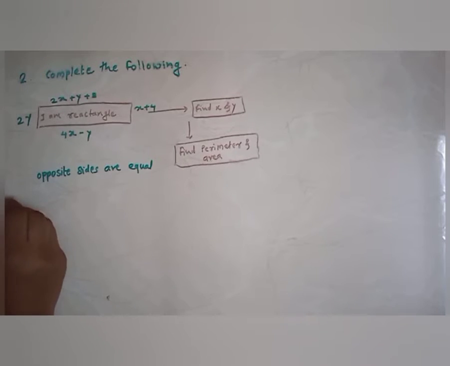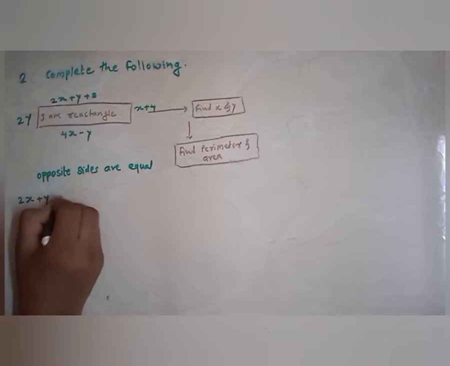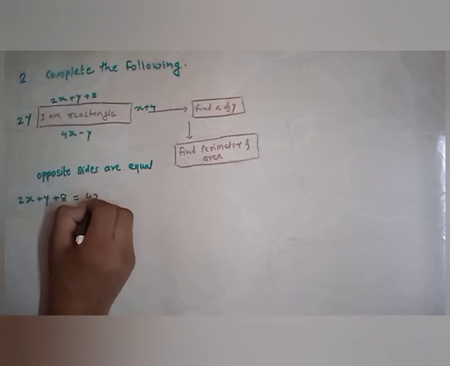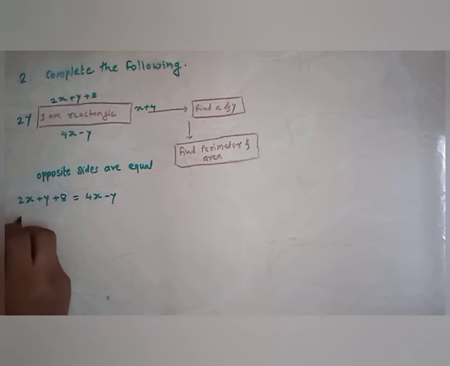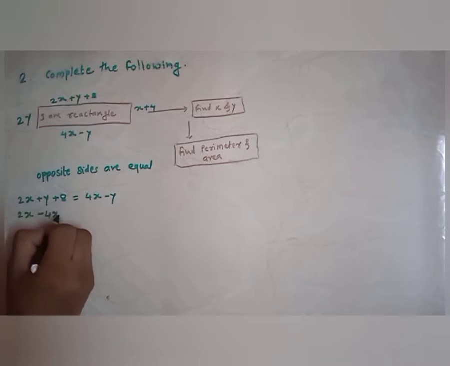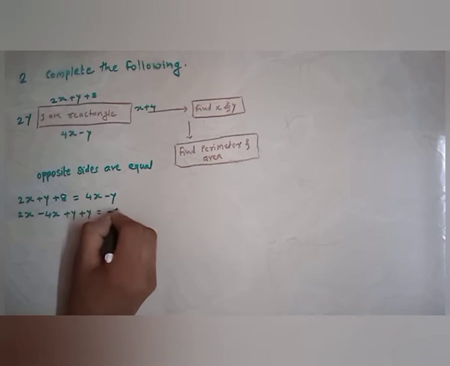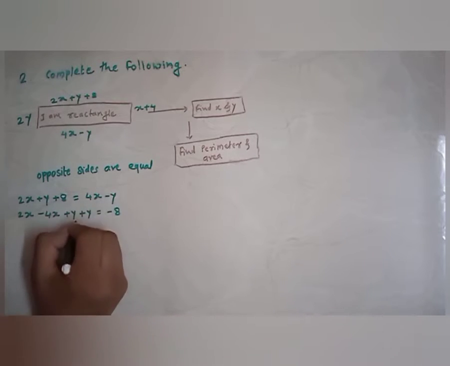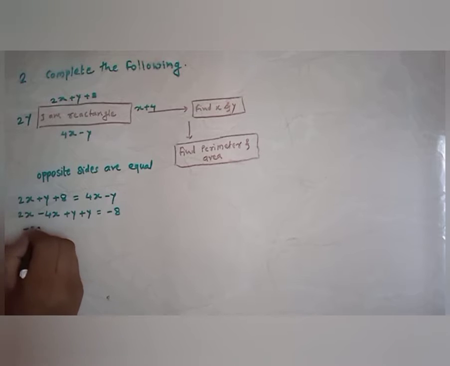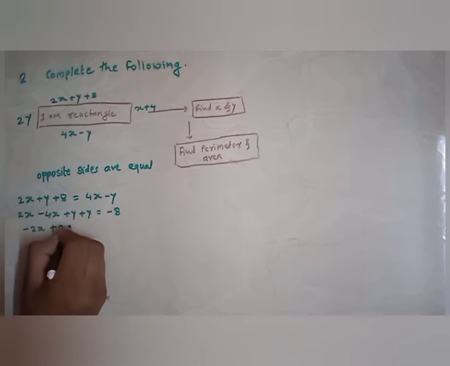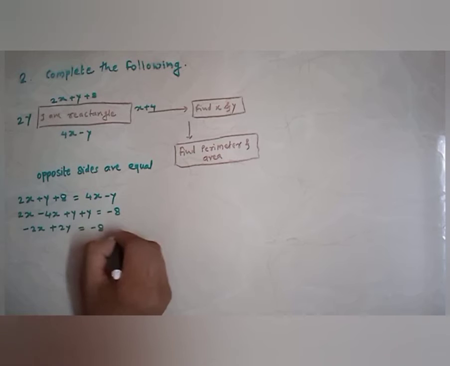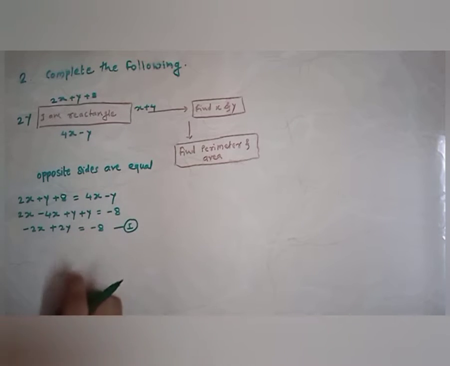So write here: 2x plus y plus 8 is equal to 4x minus y, because the opposite sides are equal. Okay, so simplify this equation. 2x minus 4x, shifted here, plus y, and minus 8. So 8 is shifted to the left side, so it is a minus sign. Then we get minus 2x plus 2y is equal to minus 8.